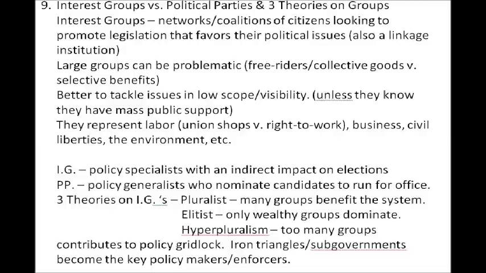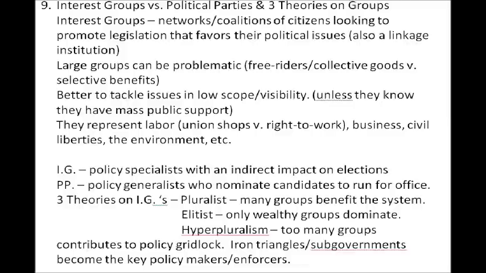Labor groups, business groups, civil liberty groups, and environmental groups are just some of those that have sprung up in recent years. Members of interest groups are known as policy specialists, as they tend to have a great deal of knowledge about their topic, while political parties tend to be more policy generalists who nominate candidates for office but tend to have a broad base of knowledge when it comes to the issues.